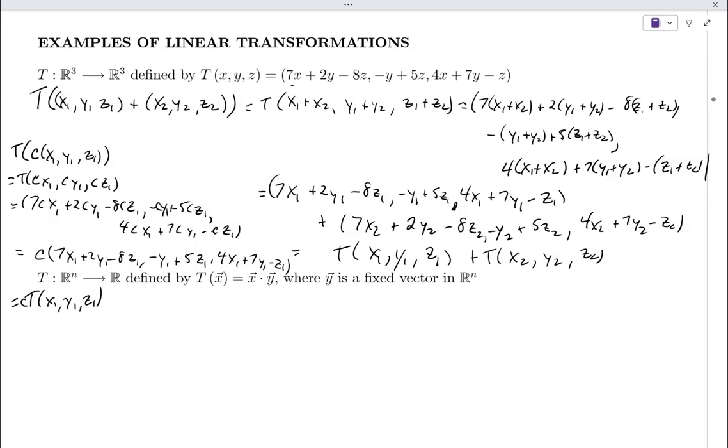Let's look at the individual terms here. Notice that this part right here, if I think of this as a dot product of vectors, this first one would have been 7, 2, -8, dotted with x, y, z, right? Notice it's the same format here, except my vector would have been 0, -1, 5, dotted with x, y, z. The last one, what would have been dotted together there? 4, 7, -1, and then dotted with x, y, z.